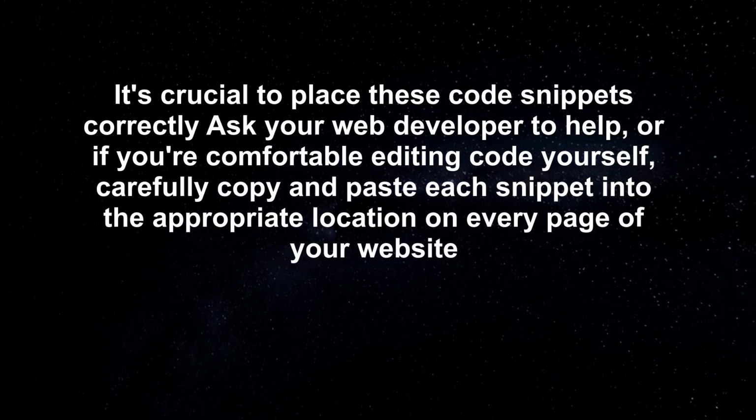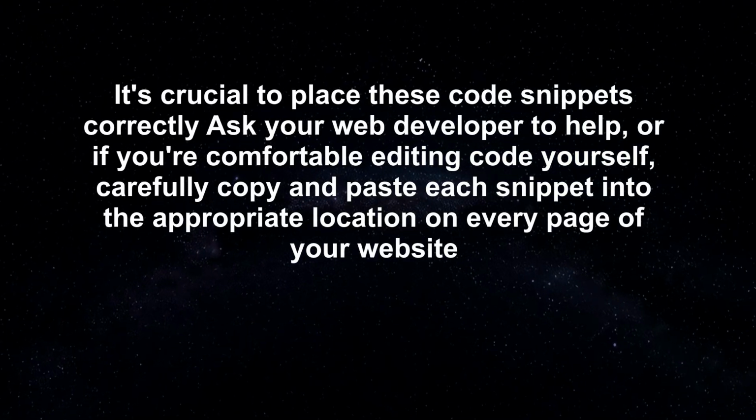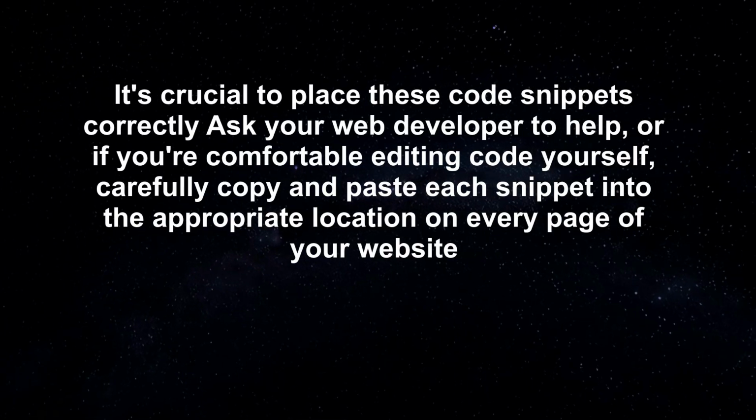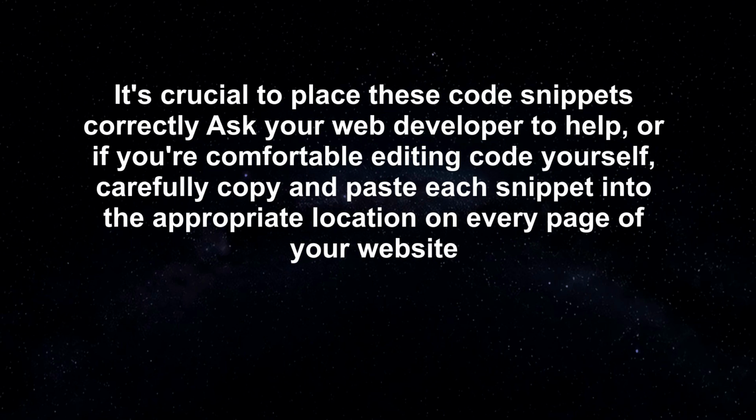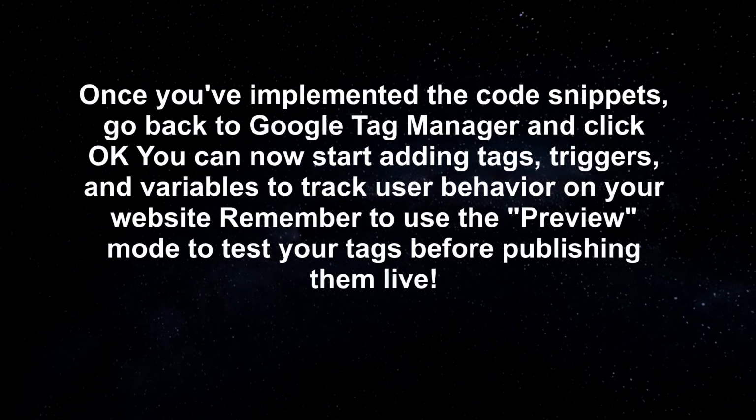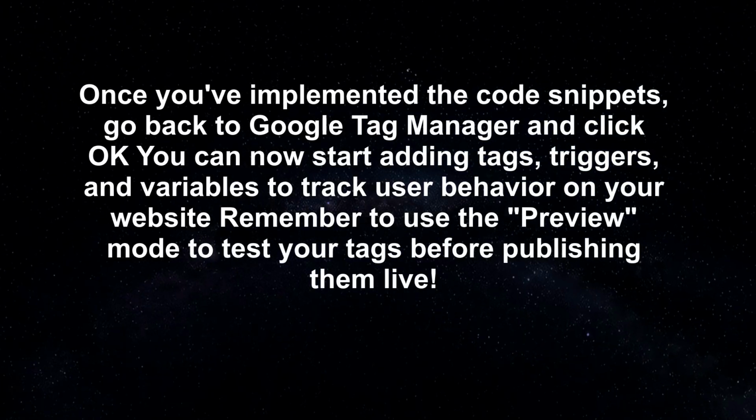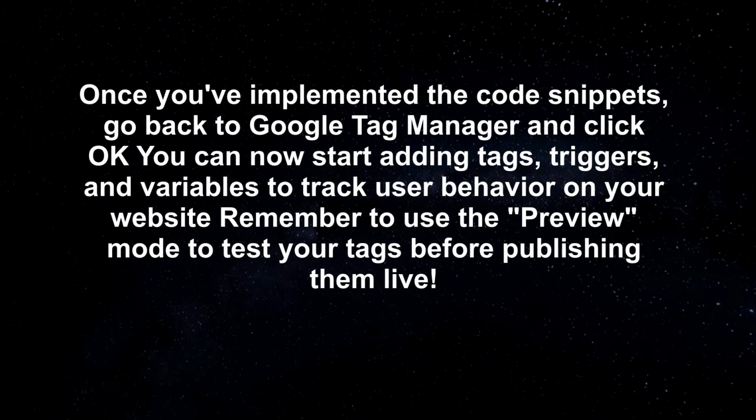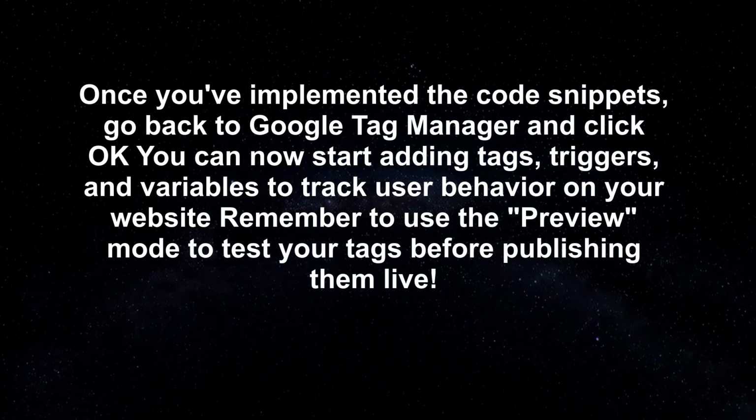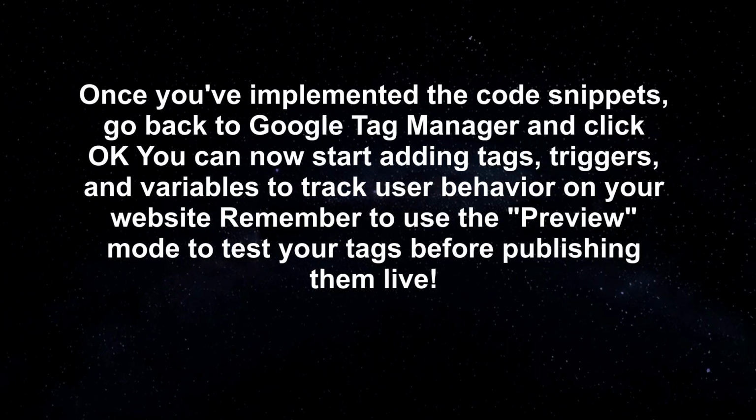Ask your web developer to help, or if you're comfortable editing code yourself, carefully copy and paste each snippet into the appropriate location on every page of your website. Once you've implemented the code snippets, go back to Google Tag Manager and click OK. You can now start adding tags, triggers, and variables to track user behavior on your website.